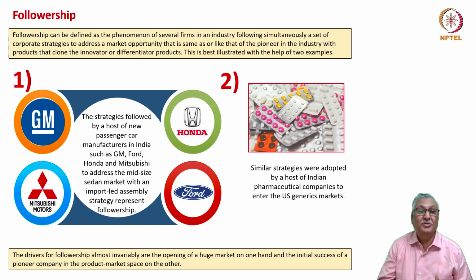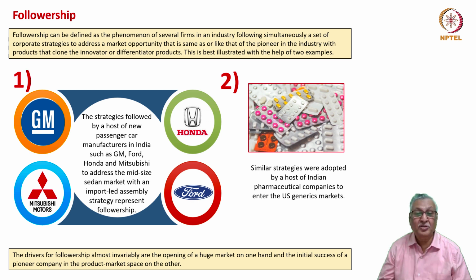And the products should be the innovators or differentiated product duly cloned. So these are the principles which are involved in followership. And this is best illustrated with the help of 2 examples. The strategy followed by a host of new passenger car manufacturers in India, such as GM, Ford, Honda, and Mitsubishi, to address the mid-size sedan market with an import-led assembly strategy represents followership.